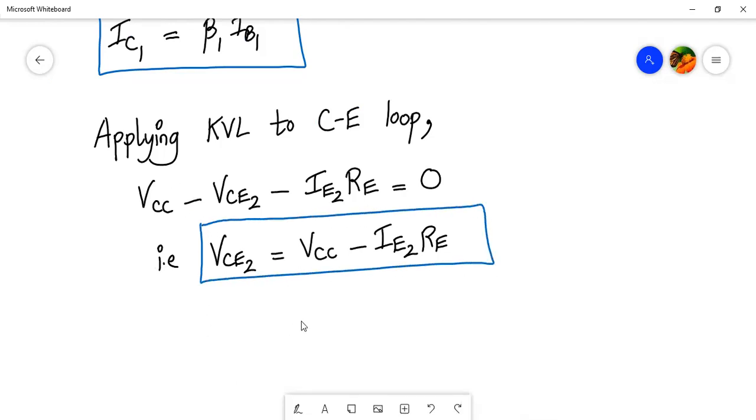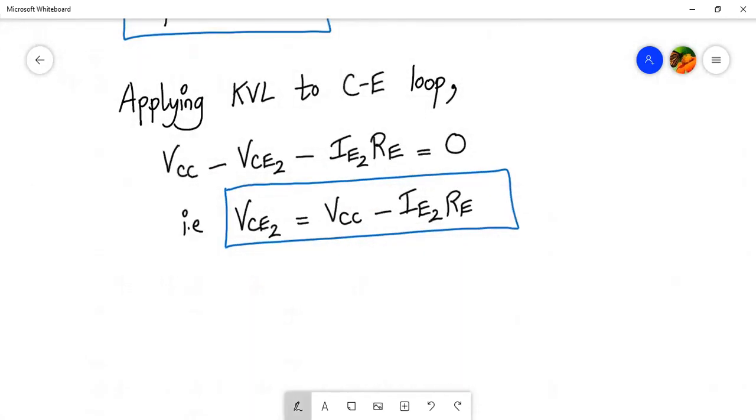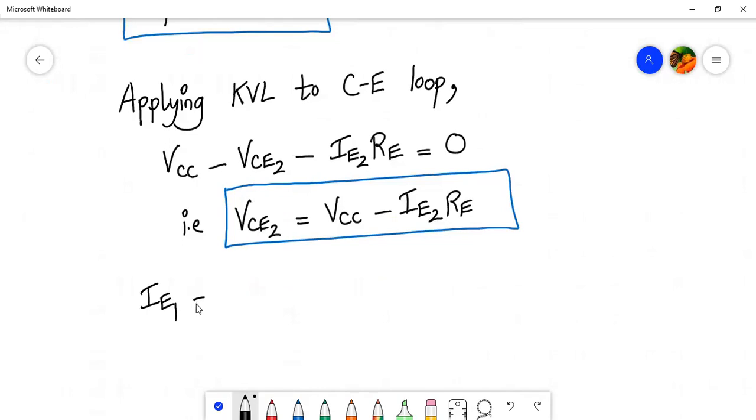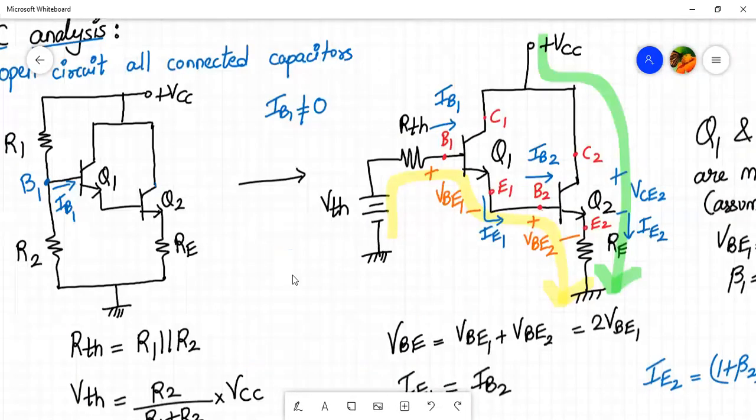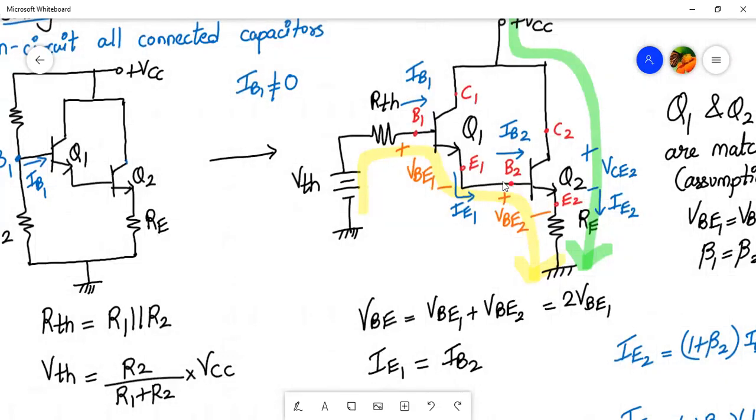Now, if I want to calculate IE1, how will I calculate IE1? So IE1 will be IC1 plus IB1. Is that clear? Or also we can write IE1 is equal to IB2 from the circuit diagram. Here you see, your IE1 is also equal to IB2. So that you need to remember.